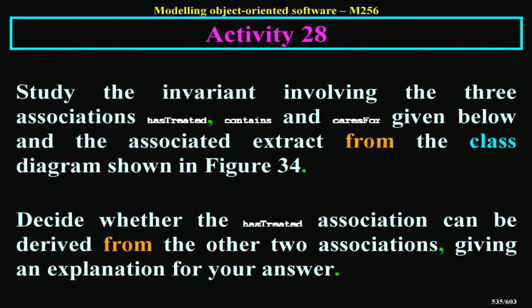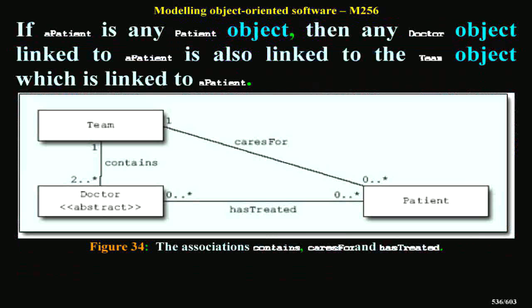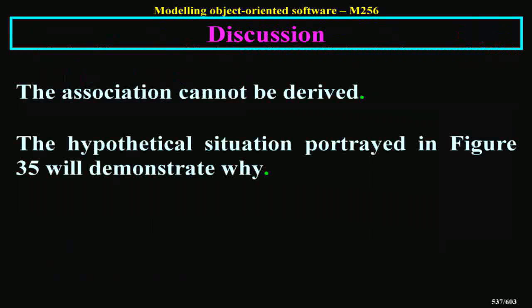Activity 28. Study the invariant involving the three associations given below and the associated extract from the class diagram shown in figure 34. Decide whether the association can be derived from the other two associations, giving an explanation for your answer. If x is any object, then any object linked to x is also linked to the object which is linked to x. Figure 34. The three associations.